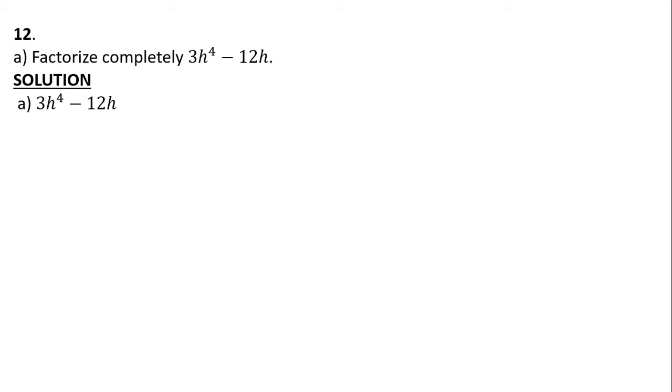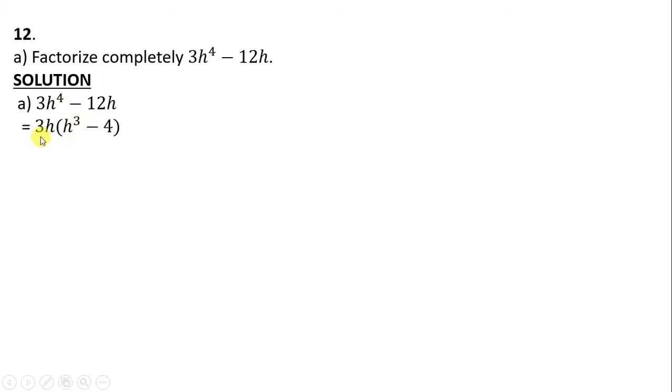So we'll start with the numbers. Which number can go into 3 and 12 without leaving a remainder? 3. H is also common, so remove what is common. What is common between 3h to the power 4 and 12h is 3h. So from here, what are we going to remain with here? h to the power 3.